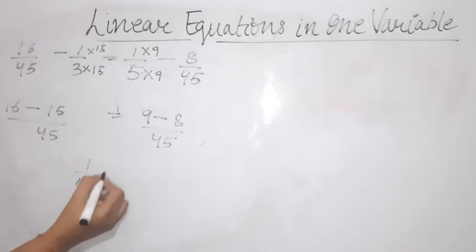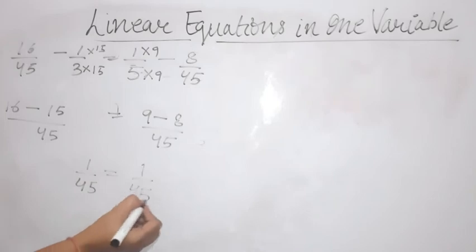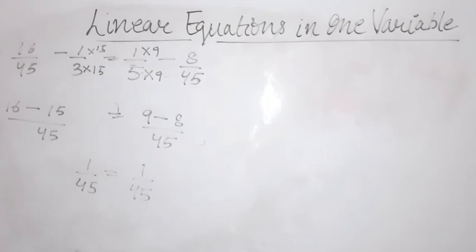In both cases what have we obtained? We have obtained 1 upon 45. So 1 upon 45 is equal to 1 upon 45. Hence verified. We can write it like that. Hence verified.